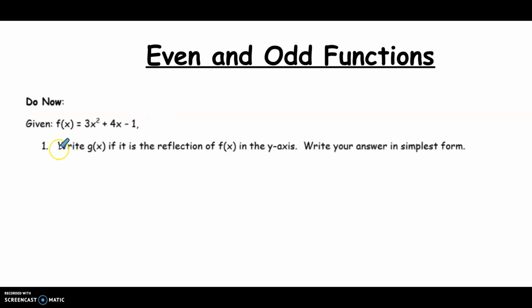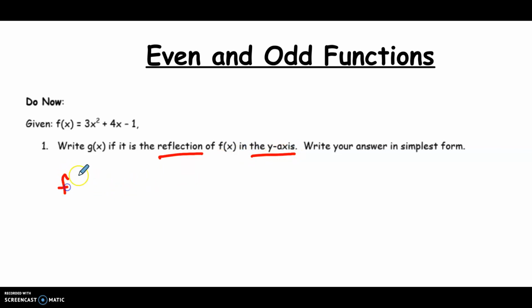In our do now, it's asking us to write g of x as a reflection of f of x in the y-axis. Well, as soon as I see that I'm looking for some sort of reflection, I know something has to be negated. It's either going to be a negation on the outside of the function or a negation with the x inside. So then I look further and it says reflection in the y-axis. Well, the reflection over the y-axis is when we negate inside.